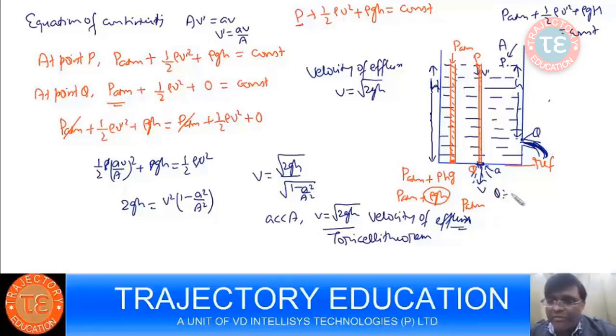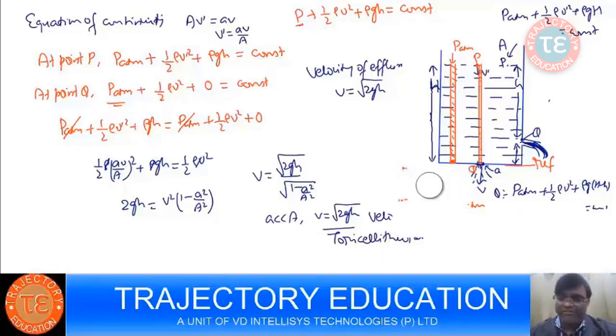whereas at point Q, again Q is in contact with atmosphere, so at point Q you have P atm. The static pressure is the pressure when the fluid is at rest, which is P atm, plus 1/2 rho v square, and the gravitational pressure is rho g (H minus h), equal to constant.